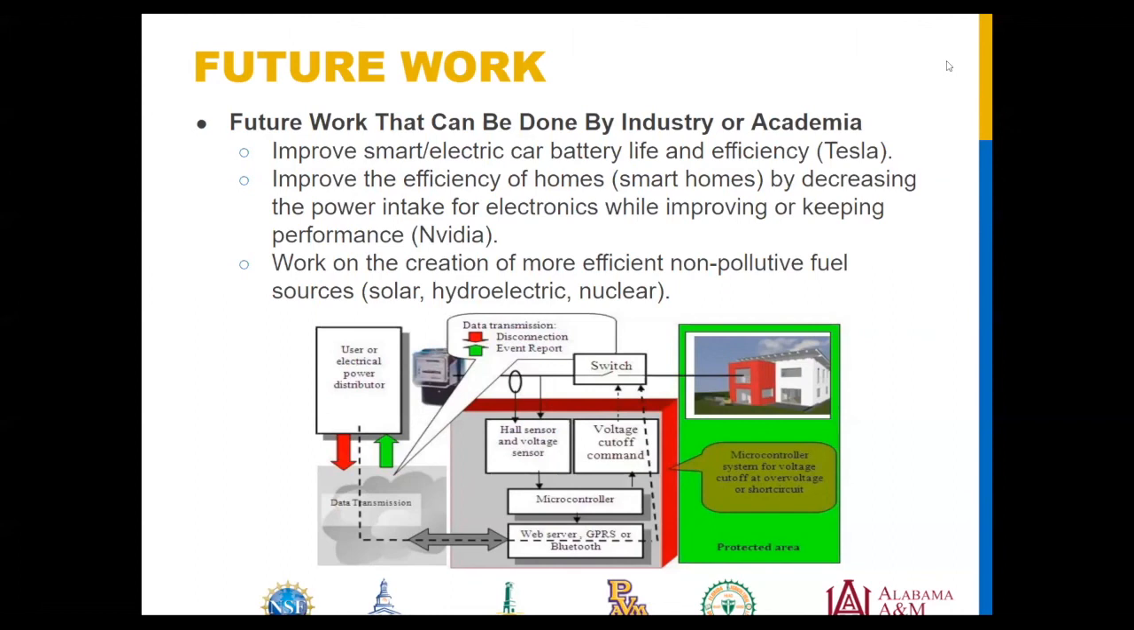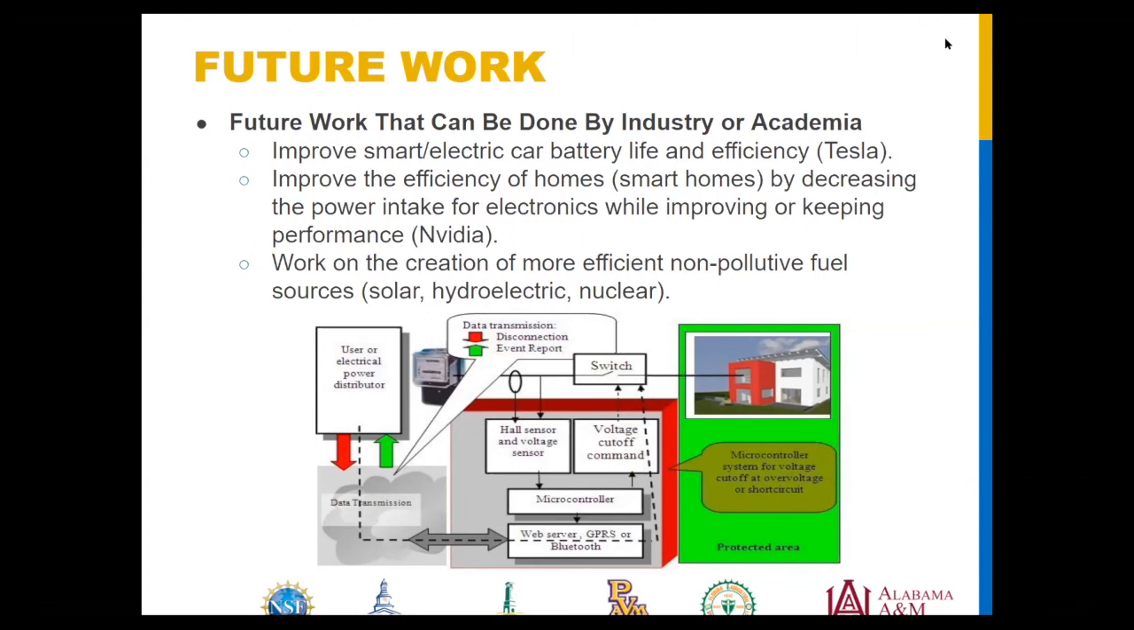Companies can also improve the efficiency of homes by creating smart homes, which would decrease the power intake of electronics while improving or keeping their original performance. Companies like NVIDIA are currently working on this with their new GPUs that cut in half the power intake and increase the performance by around 20 to 30%.